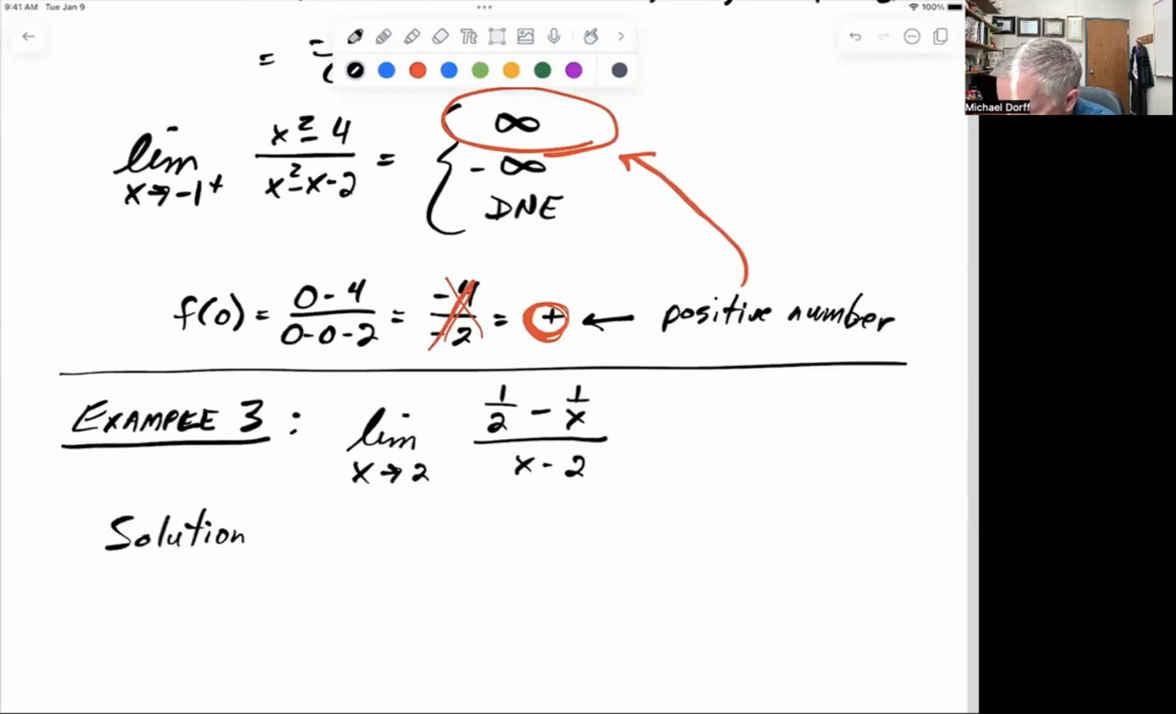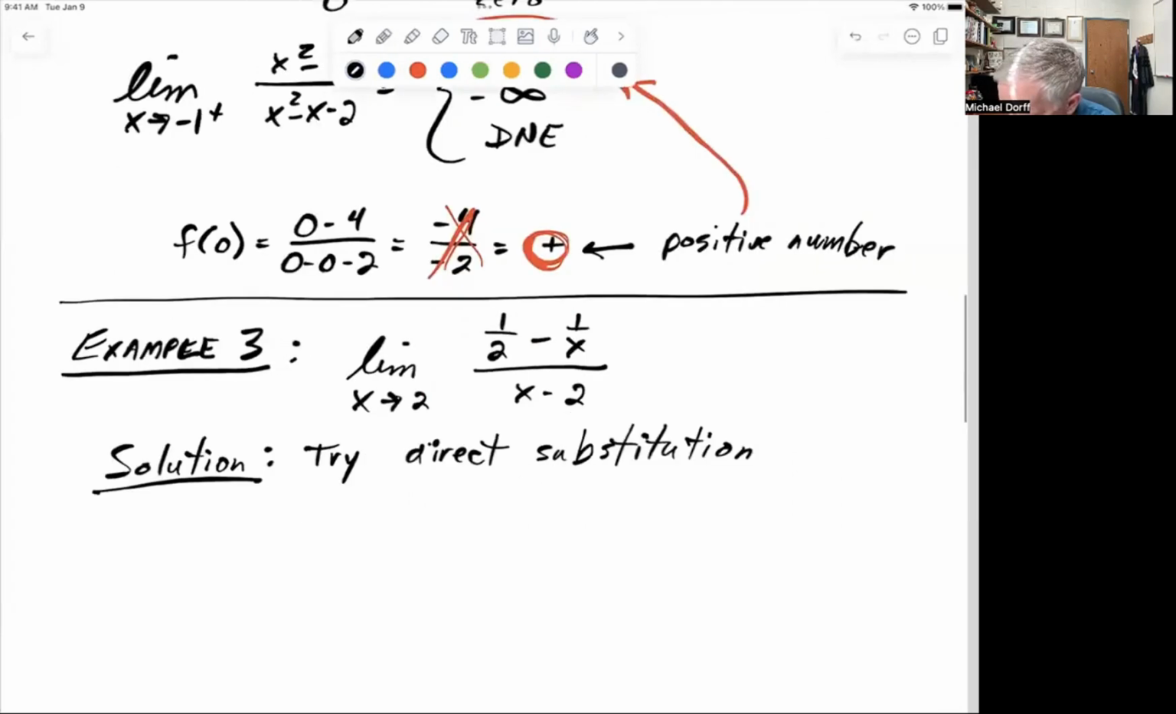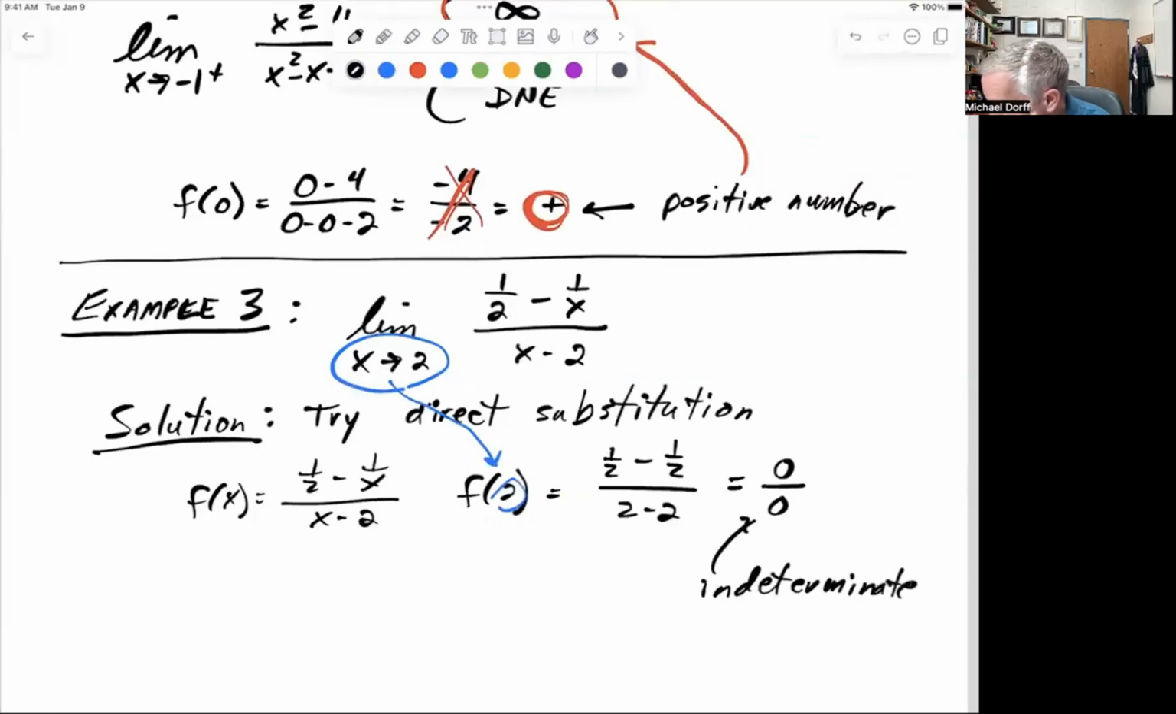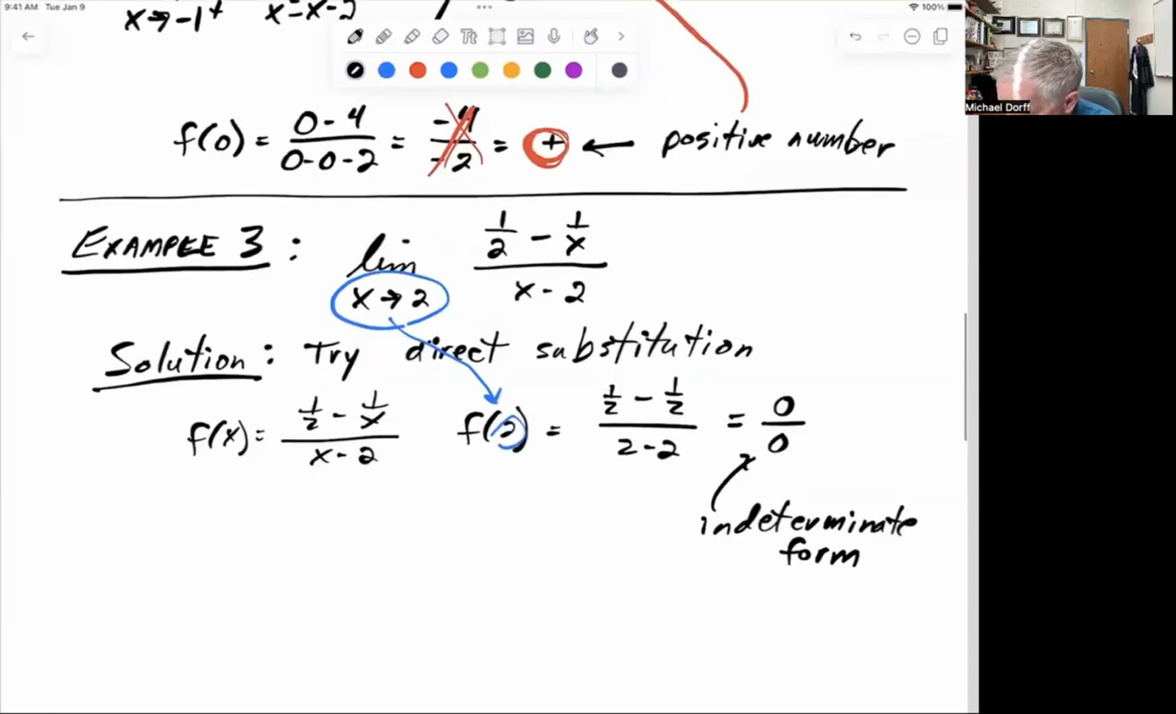All right, so we try direct substitution. My function is 1/2 minus 1 over x, all over x minus 2. And I'm going to look at f of 2 because x is approaching 2. When I do that, I get 1/2 minus 1/2 in the numerator and 2 minus 2 in the denominator, which is going to give me 0 over 0. And this is my indeterminate form. So I don't know what the answer is yet. What I need to do is more work.